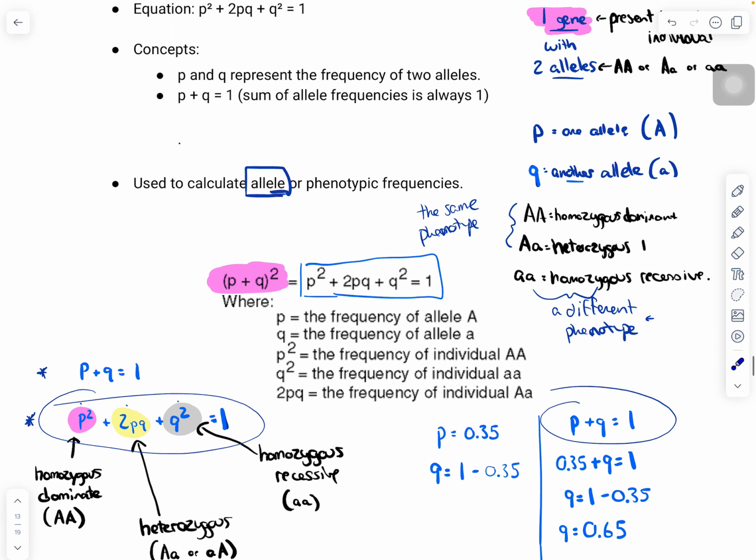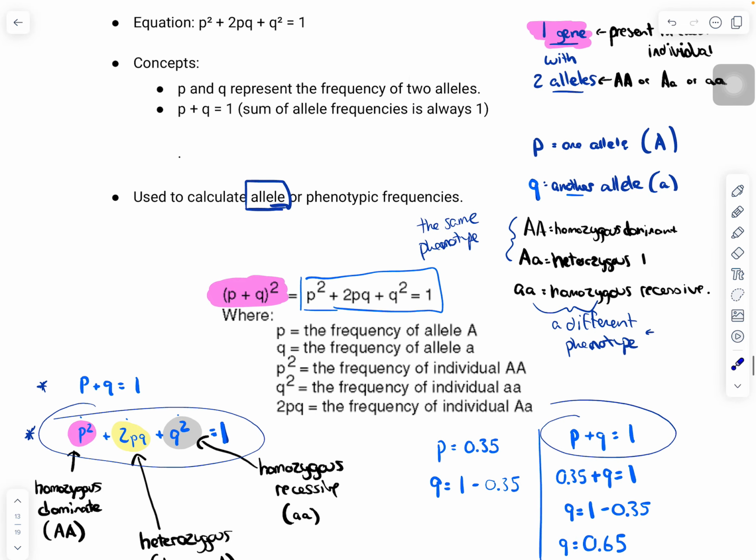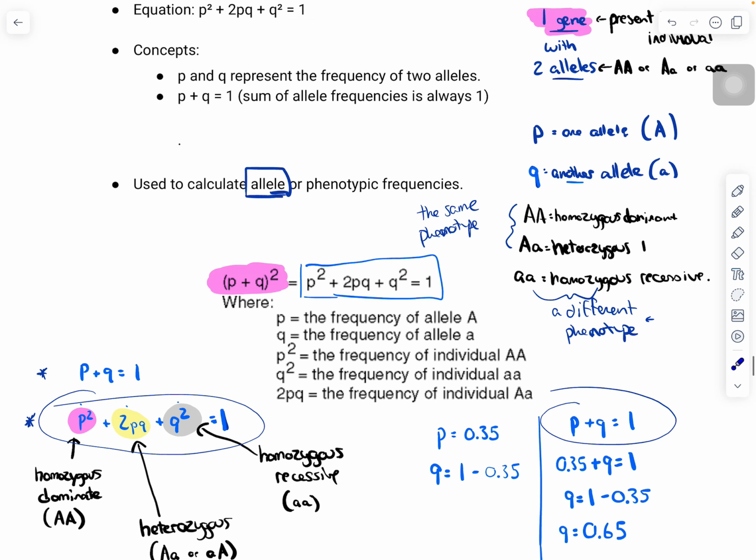Now, what these equations basically represent, like in this example: P represents the dominant allele, Q represents the recessive allele. And these two end up representing the frequency of occurrence in the population. Okay, so it's how often these occur.